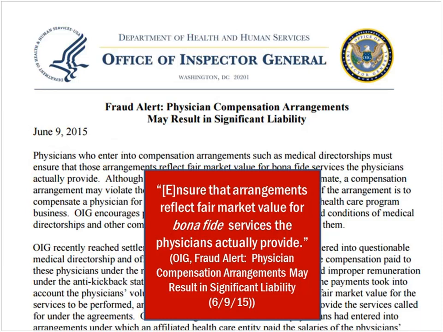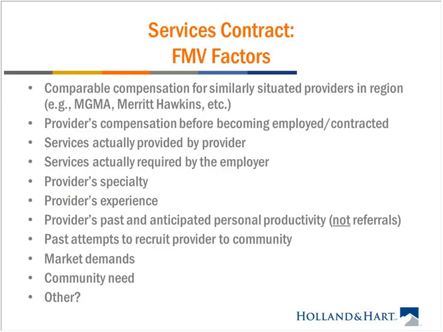The government emphasized this in 2015, where they actually issued a fraud alert warning people against physician compensation arrangements in medical directorships or other arrangements where they were overpaying those physicians, presumably because of referral streams. Among other things, they emphasized that you need to ensure that your arrangements reflect fair market value for bona fide services the physicians actually provide. That's bona fide services, that's not necessarily providing referrals. Well, what are some factors that you might take into consideration? And I think Keith will get into more of this just real quickly. Certainly some factors you might consider are comparable compensation for similarly situated providers in your region under MGMA or other published surveys. MGMA seems to be the most common that people use. But make sure that you're comparing apples to apples in that situation.